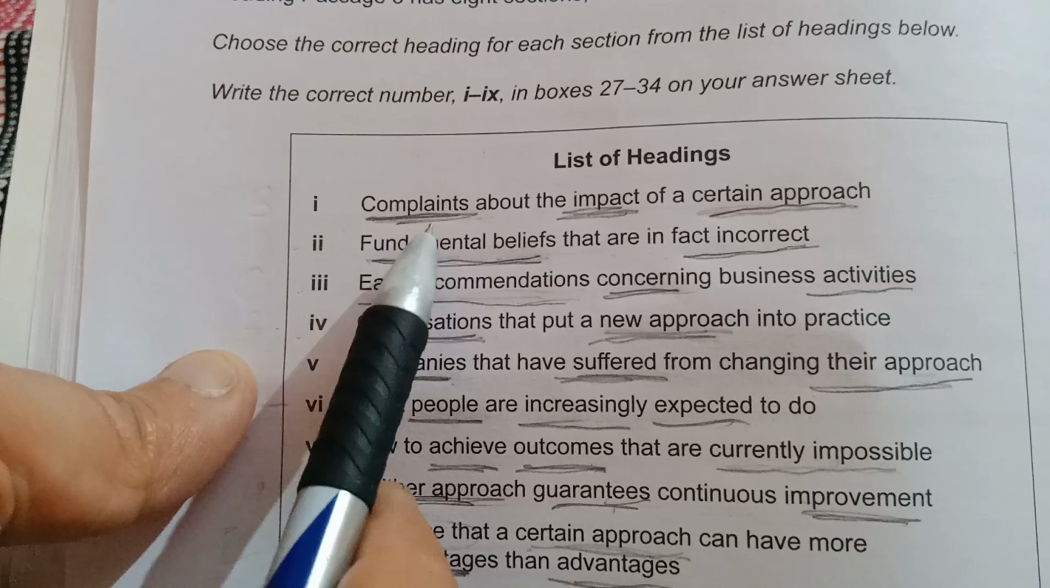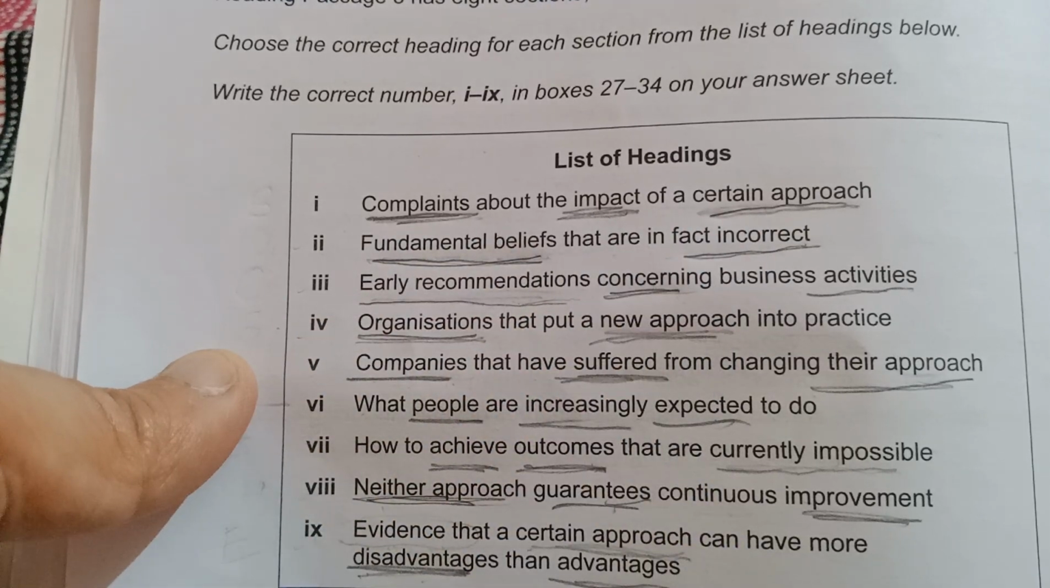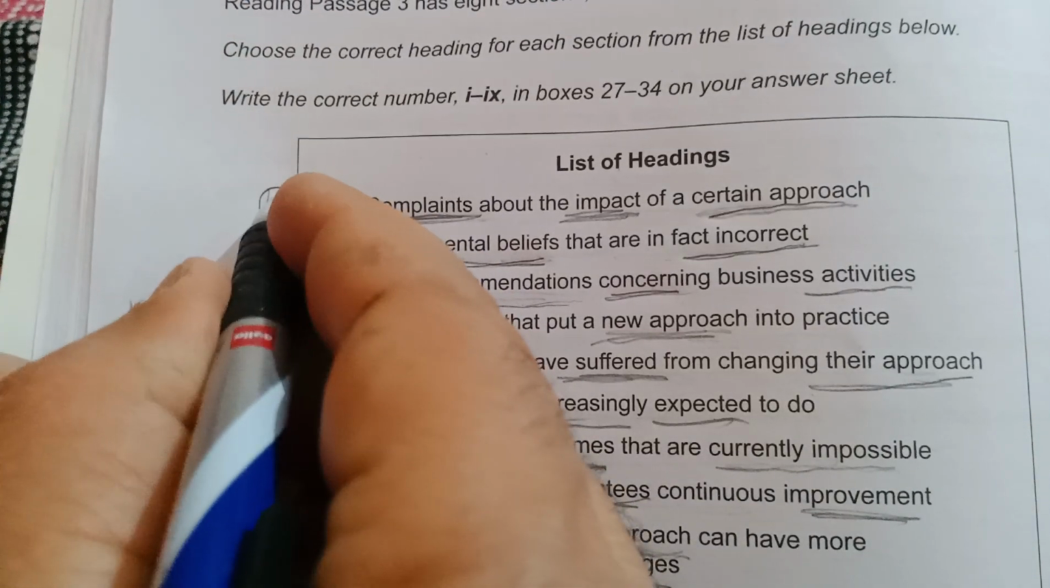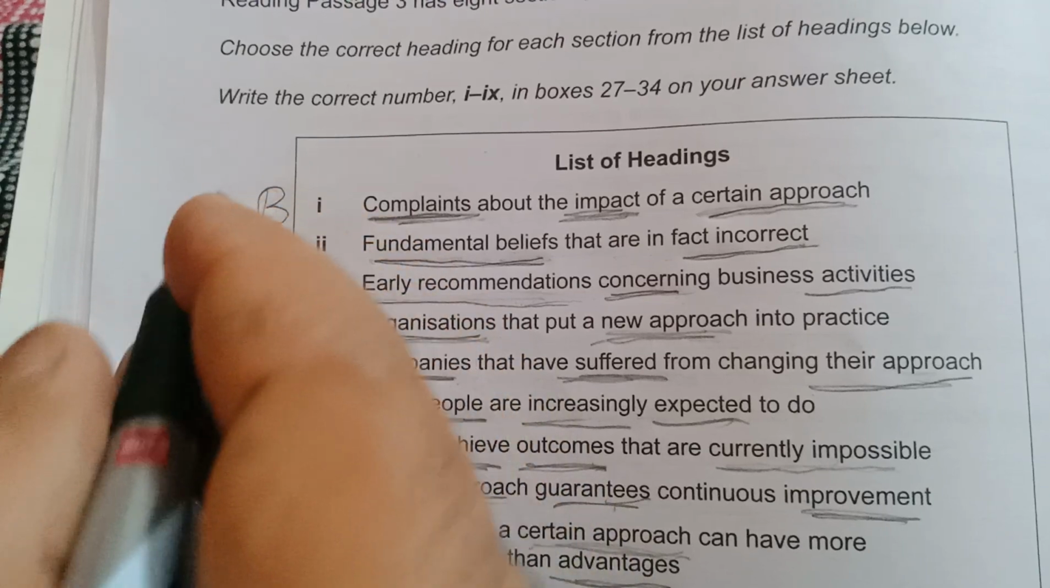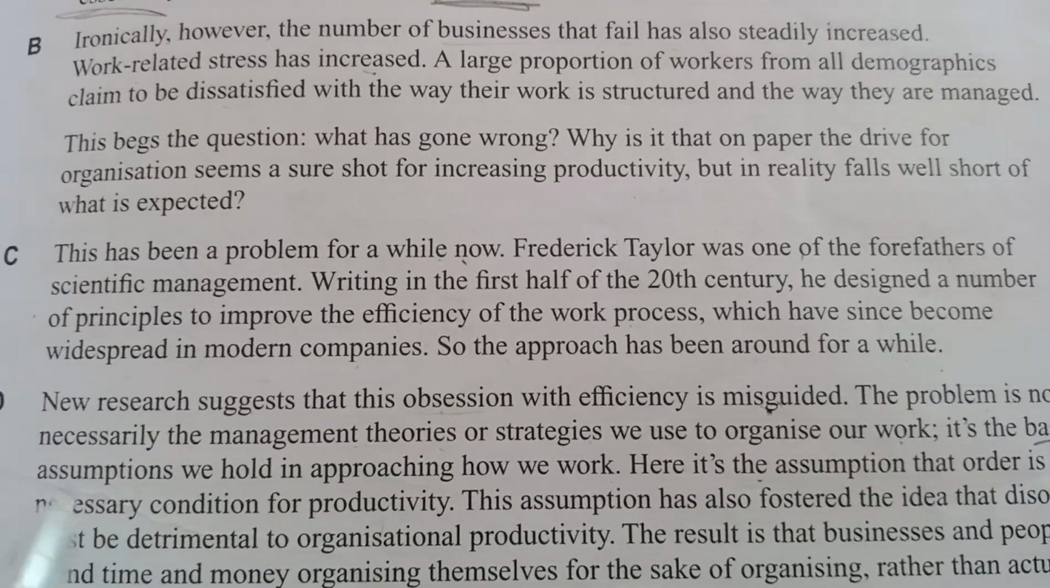So the answer is complaints about the impact of a certain approach. For that, paragraph B matches with statement number 1. Now look at paragraph C.